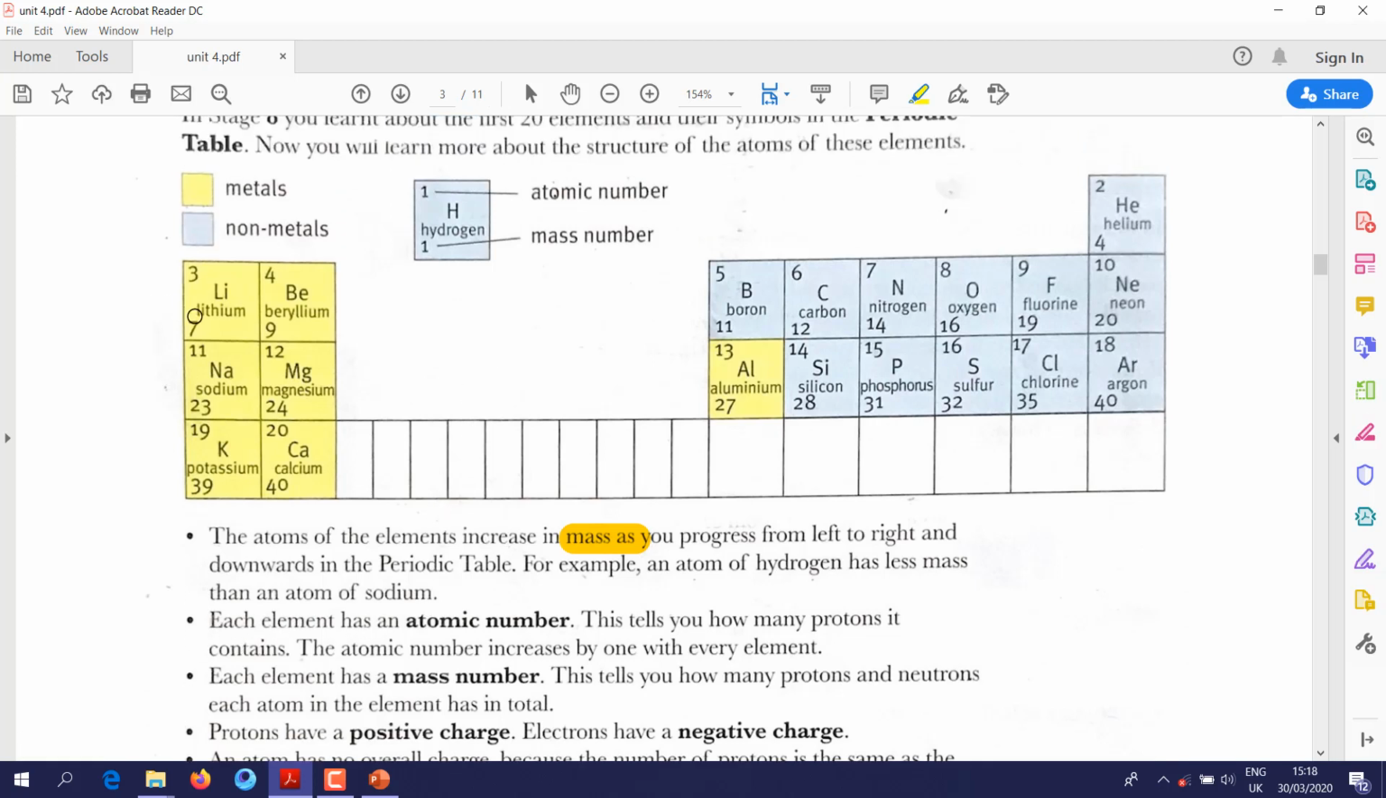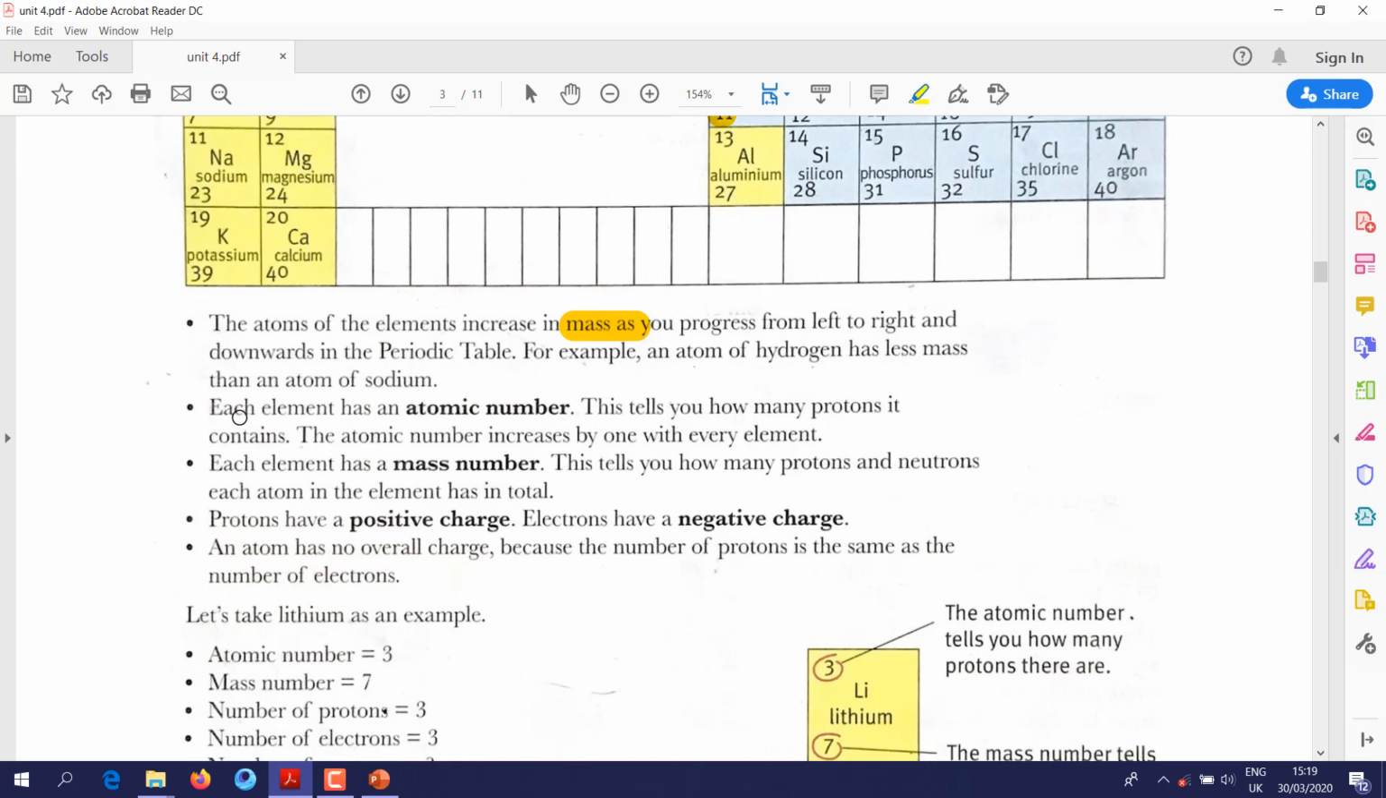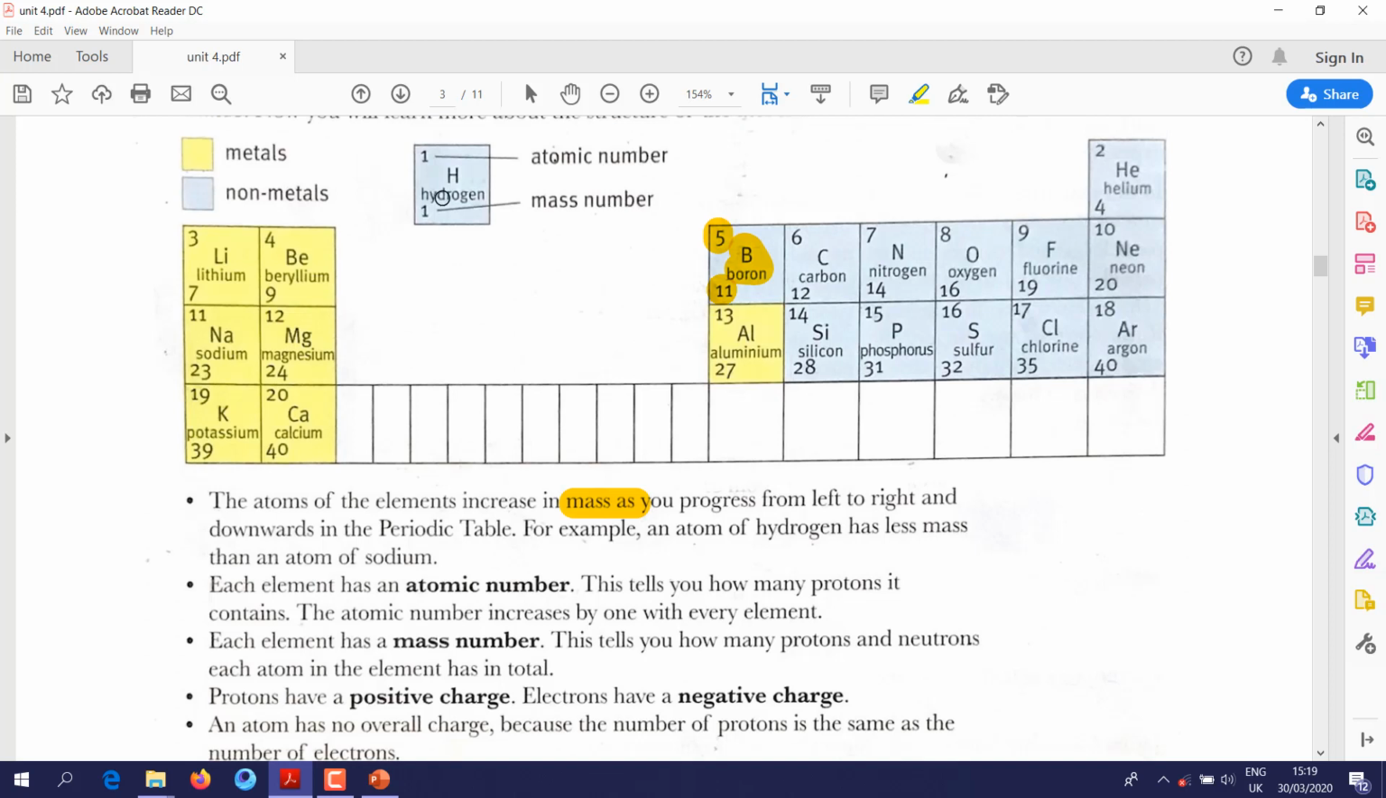If you look at these squares, each square has, as you can see, one number, two numbers, and a letter. So what do these numbers represent? Firstly, each element has an atomic number. This is the atomic number, the upper number. What do you mean by atomic number? It's the number of protons in this atom.